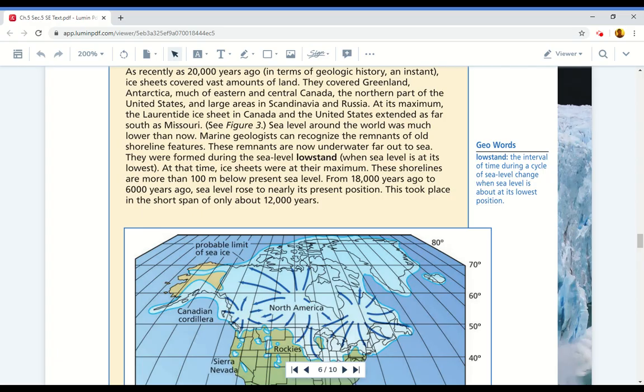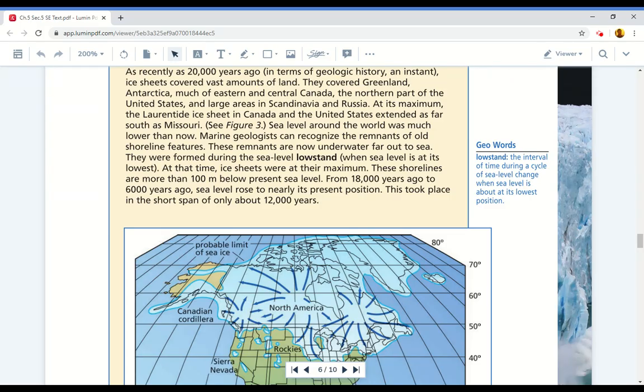As recently as 20,000 years ago, in terms of geologic history an instant, ice sheets covered vast amounts of land. They covered Greenland, Antarctica, much of eastern and central Canada, the northern part of the United States, and large areas in Scandinavia and Russia. At its maximum, the Laurentide ice sheet in Canada and the United States extended as far south as Missouri. Sea level around the world was much lower than now.